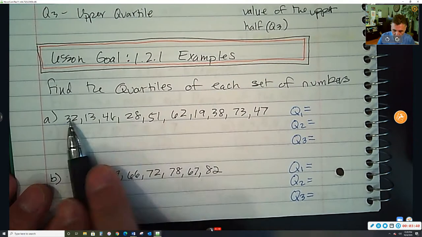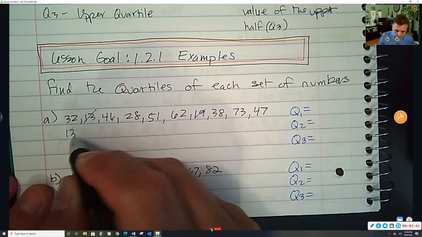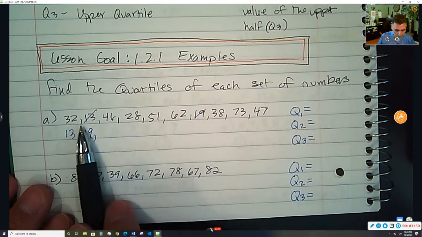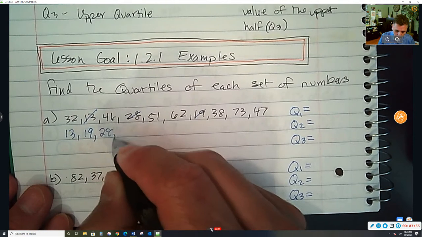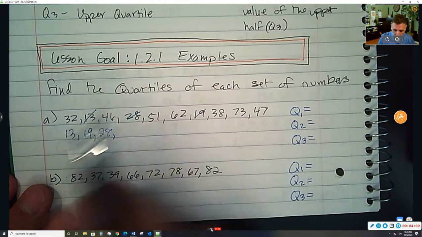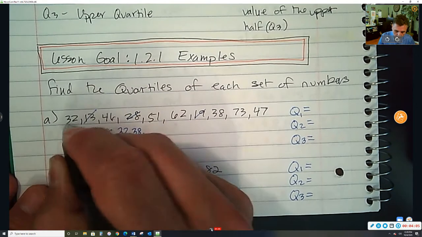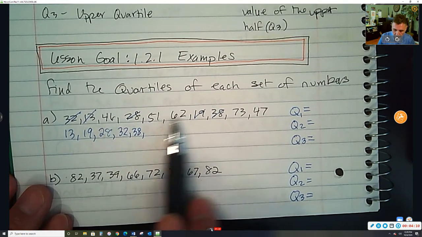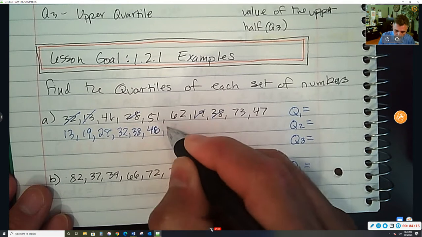So the first number, if you go through, there's a 13 and a 19. Okay, and it doesn't look like there's any more teens. Then there's 28, and I think that might be the only 20. Okay, then go through and look for the 30s. There's a 38 and a 32. So put those in order and cross them off the list. And then go through the 40s, 46, 47. Here's 46 and 47.